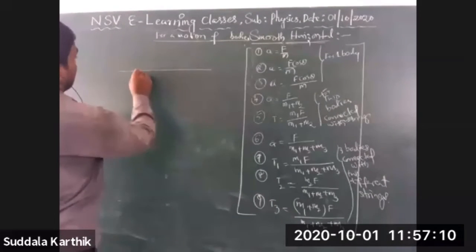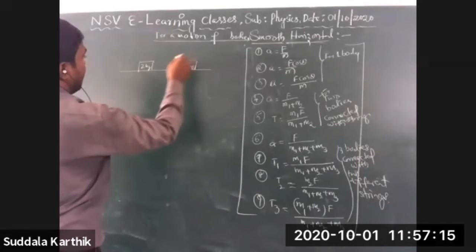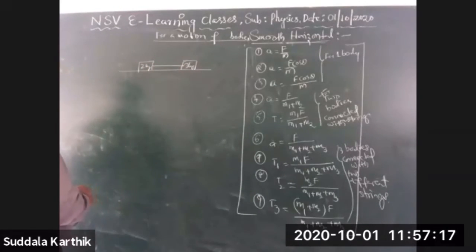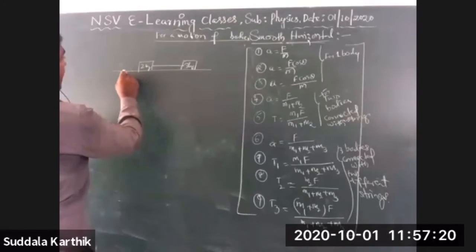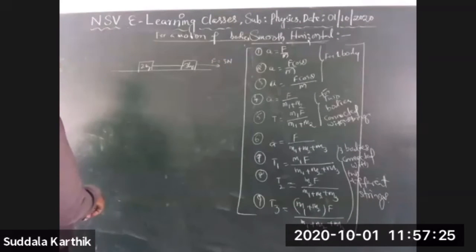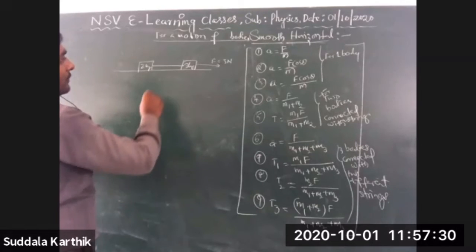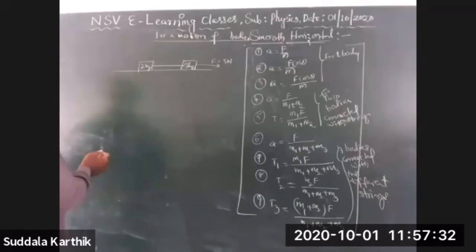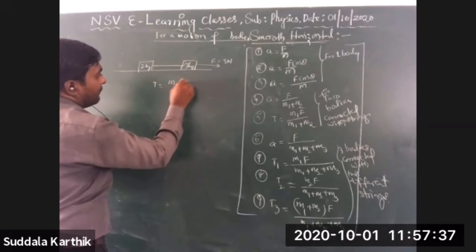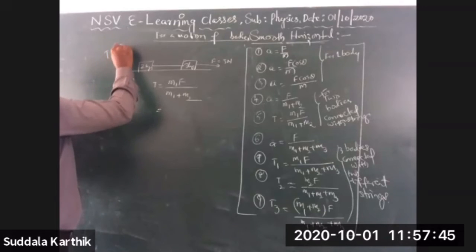Two bodies of masses 2 kg and 3 kg are connected by one string, and a force F equal to 3 newtons is applied. The tension developed in the string is asked. T = m1F/(m1+m2). That is the formula.